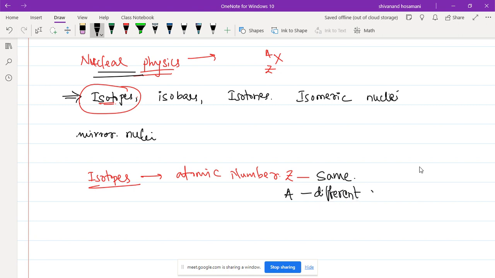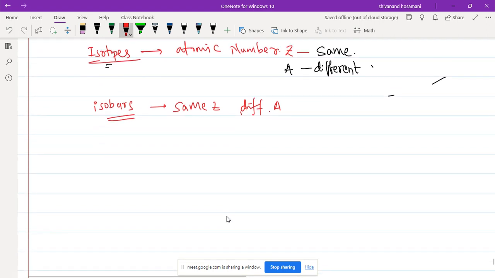Next is isobars. Isobars means here we are going to have same A but different Z. Similarly isotones, I told, isotones means same number of neutrons. So the ones which have the same number of neutrons, we define them as isotones.